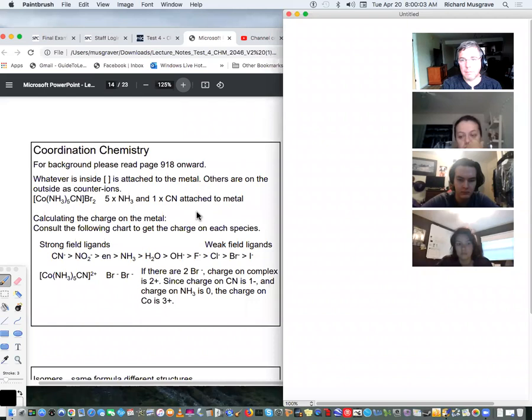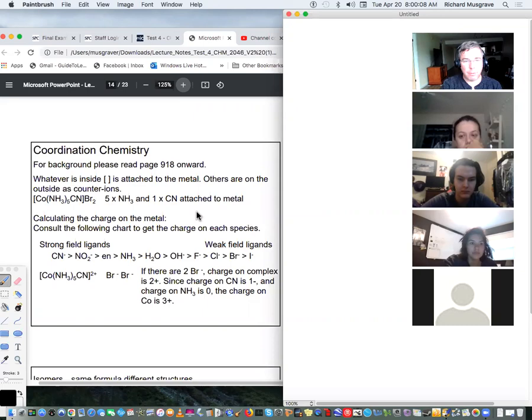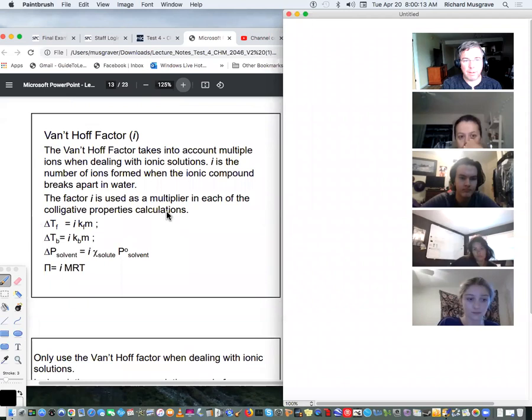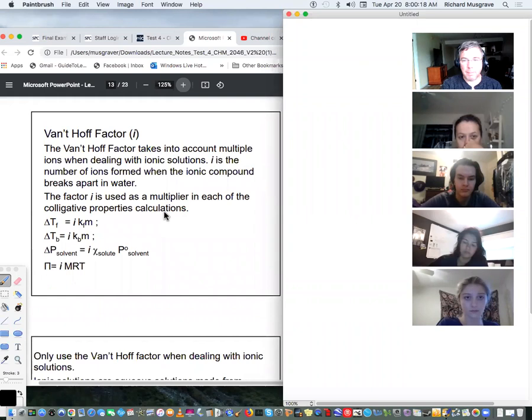All right, folks, it's 8 o'clock. One thing I forgot to mention when we were talking about the colligative properties was the Van 't Hoff factor. This is not something that's going to be part of the test. If you remember what colligative properties are, they depend upon the number of particles, not necessarily the number of what is actually dissolved.